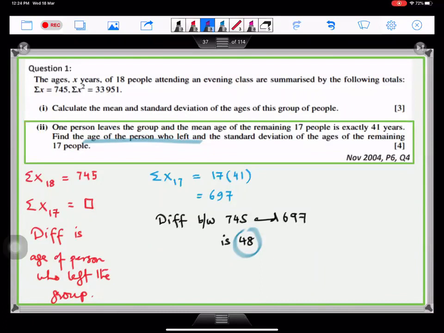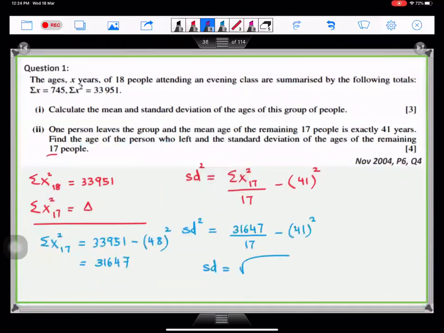Sigma x, summation of x. Sigma x squared, summation of x squared. That means if one person left the group, if I have to exclude his data, his age was 48 years. Individual ages were squared and then added up. That means if one person is leaving the group, his age should be squared and then subtracted from 33951. Is this thing clear? Listen to it again. How do you think they obtained 33951?